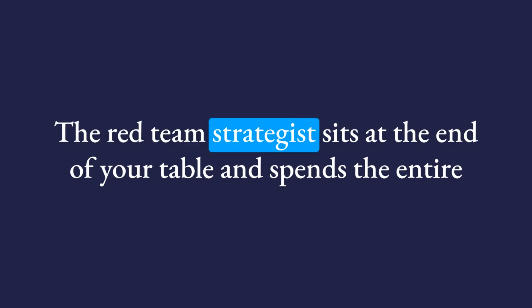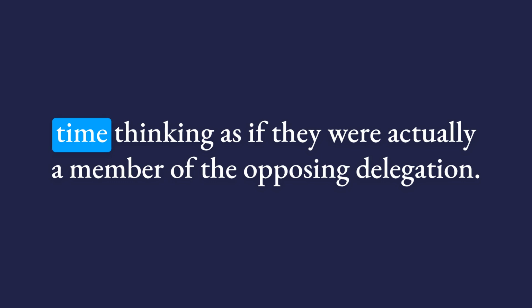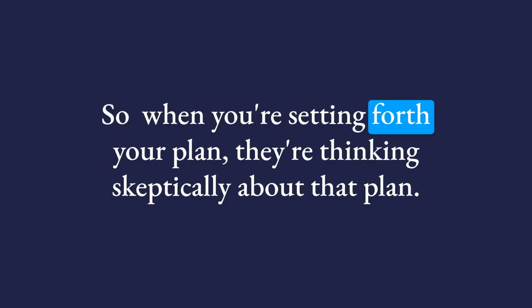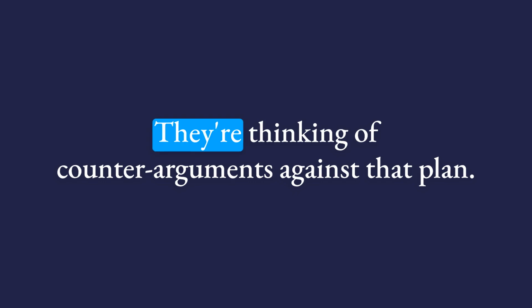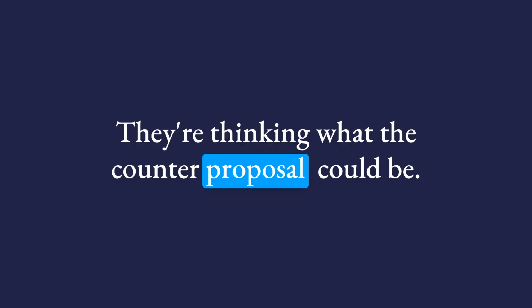The red team strategist sits at the end of your table and spends the entire time thinking as if they were actually a member of the opposing delegation. So when you're setting forth your plan, they're thinking skeptically about that plan. They're thinking of counter arguments against that plan. They're thinking what the counter proposal could be.